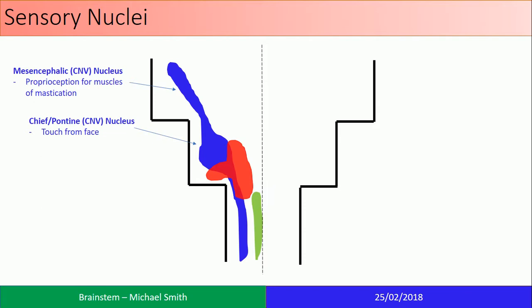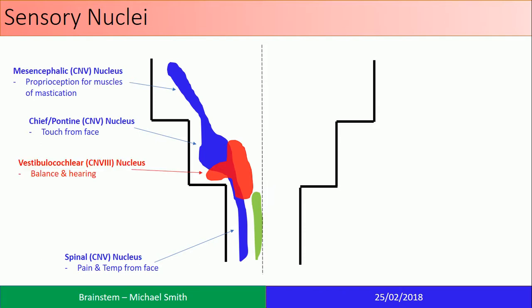We then have our pontine or chief nucleus for the middle part of our cranial nerve 5 nucleus, and that gives us our touch sensation from the face. And then the bottom part is called the spinal cranial nerve 5 nucleus, and this provides pain and temperature sensation, again from the face. So the blue one is our cranial nerve 5 nucleus with its 3 parts.